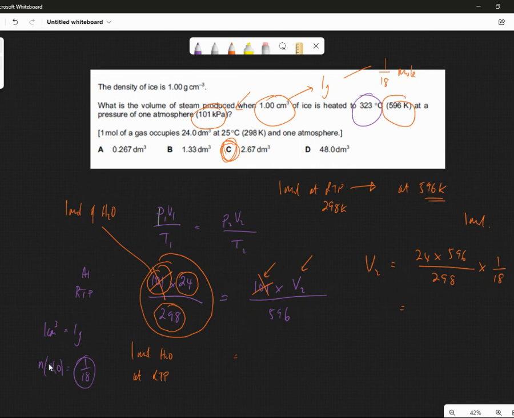Yeah. So, okay, you solve for V2 and then you're multiplying it by 1 over 18, which is the number of moles of the water.